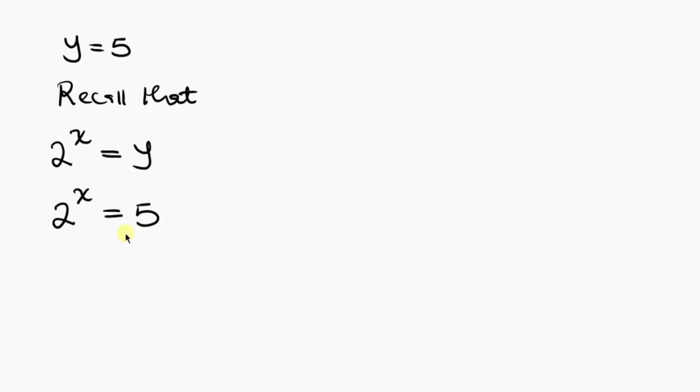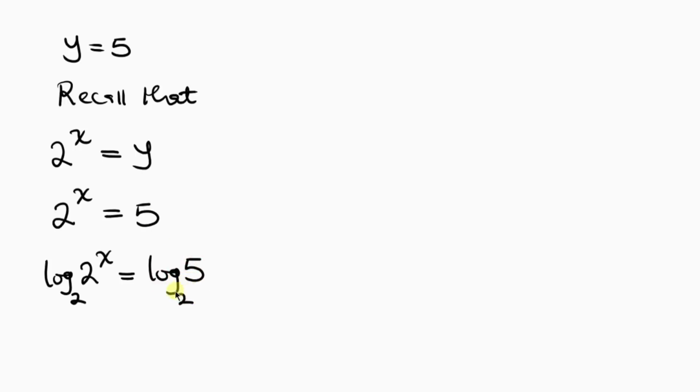Very good. Now, since I have the unknown as an exponent, that means our next step will be for us to take the log of both sides. But now take a look at the base. The base is 2. So because the base is 2, I'm going to be taking the log base 2 of both sides. So for the left-hand side, I'll take the log base 2 of 2 to the x. This is equal to, I'll also take the log base 2 of 5.